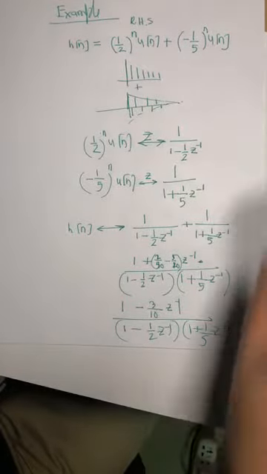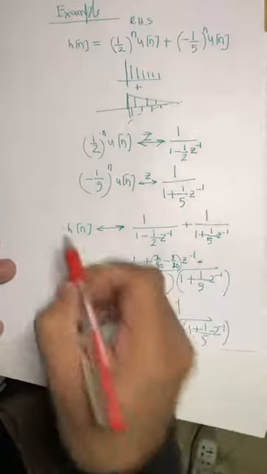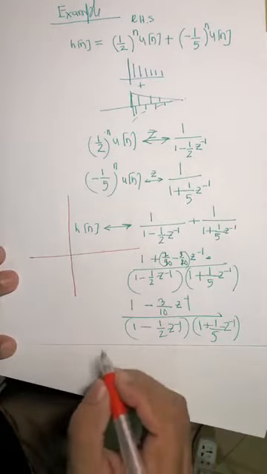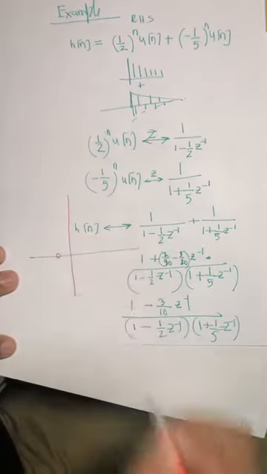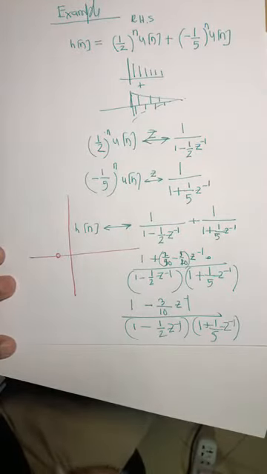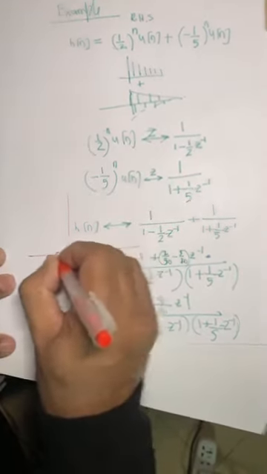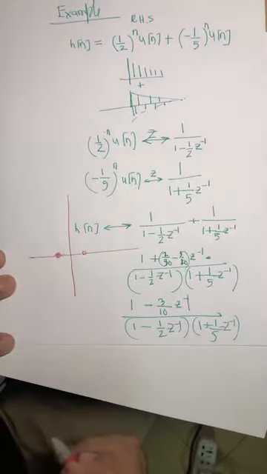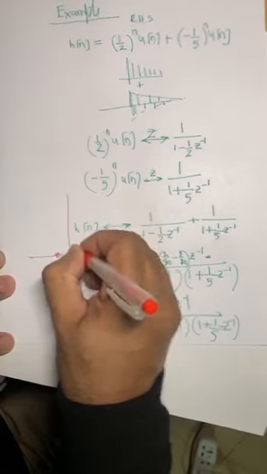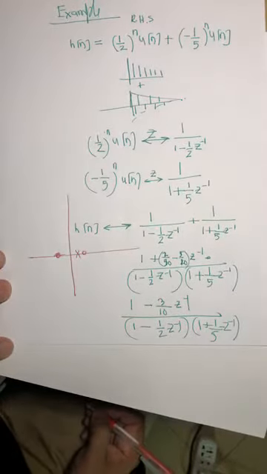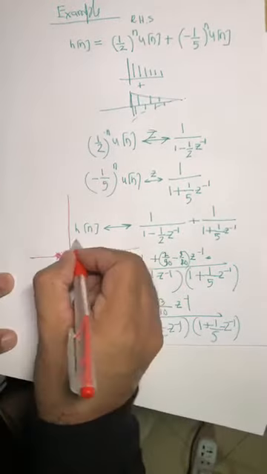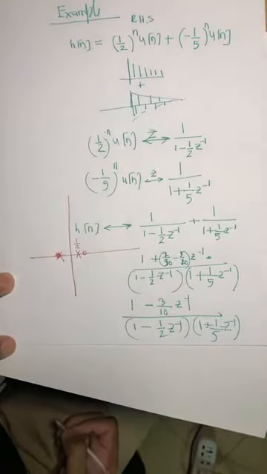So now you need to plot it. If we plot this, let me plot it with the red pen. You have a zero at 3 over 10. Here, not here. The zero is at 3 over 10. One pole is at half, so 0.5. This is a pole. And one pole is at minus 0.2. So here, something like this. So you are going to have a pole at half, which is 0.5.